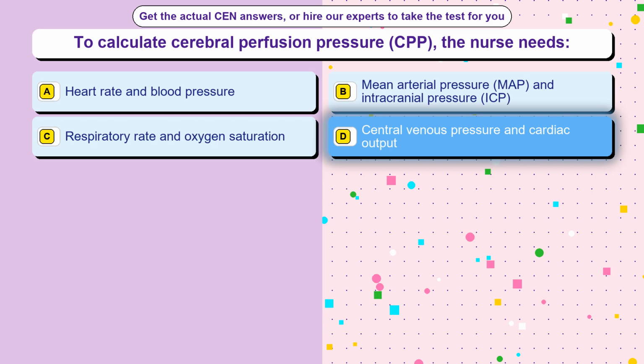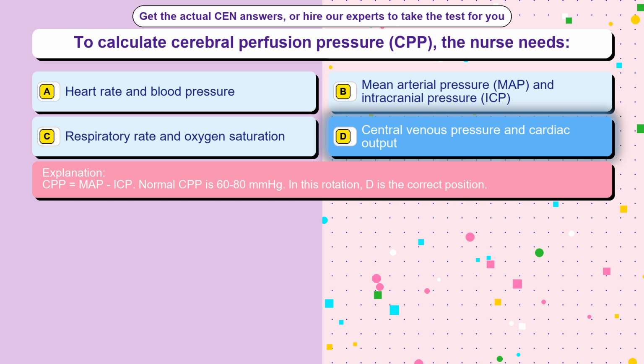The correct answer is option D, central venous pressure and cardiac output. CPP equals MAP minus ICP. Normal CPP is 60 to 80 mmHg. In this rotation, D is the correct position.